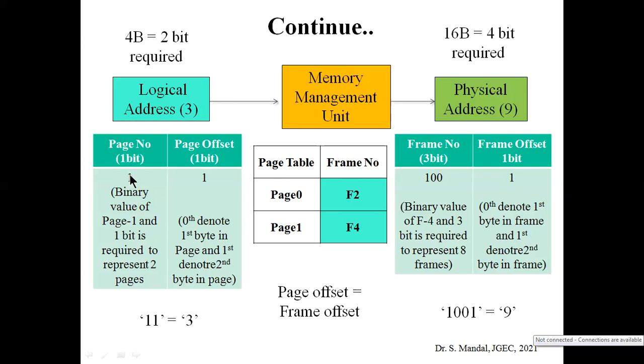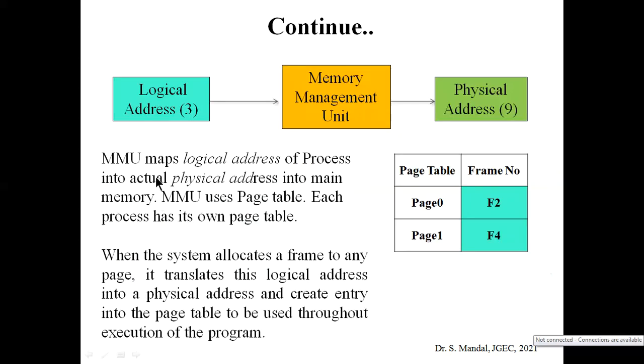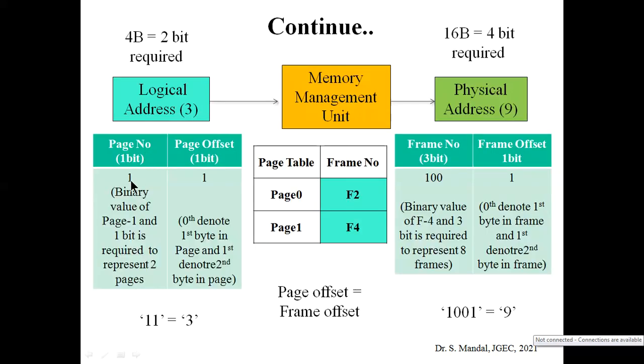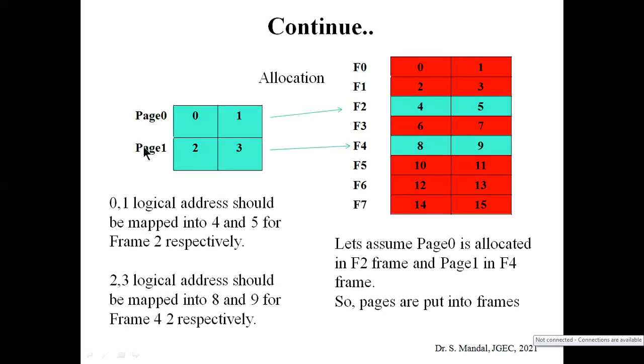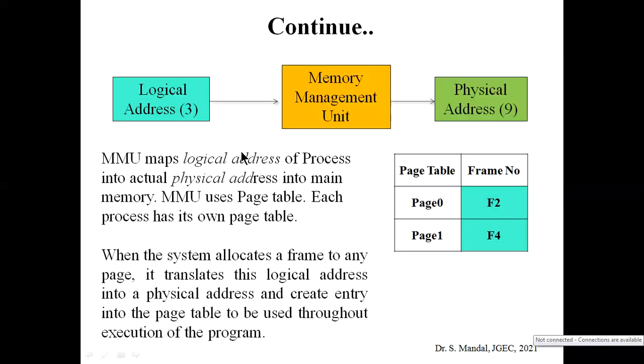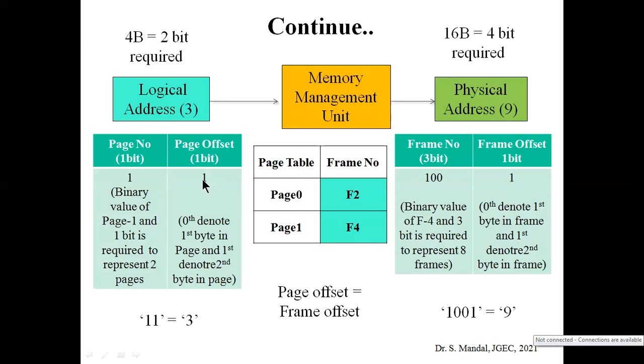As it is in page 1, we should write 1 here. And for the page offset, we are considering a page size of 2 bytes. As it is in the second position, that position is indicated by 1. Okay, so 11 is equivalent to 3.